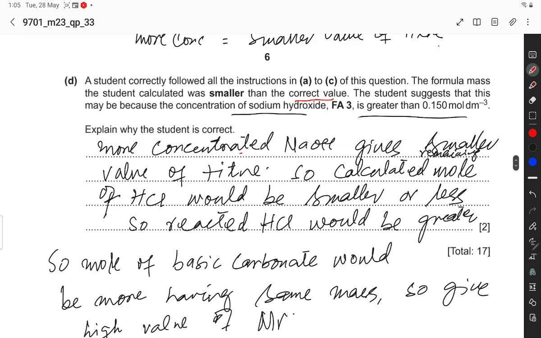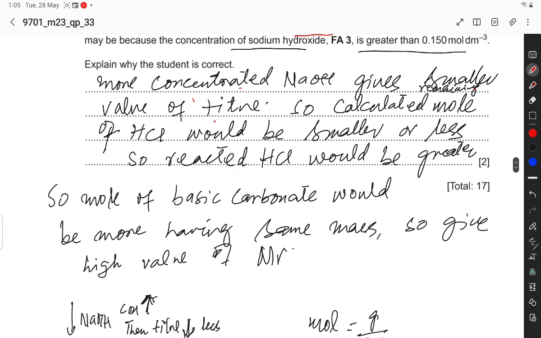Explain why the student is correct. Because more concentrated sodium hydroxide gives a smaller value of titer, the calculated remaining mole of HCl would be smaller or less. So the reacted HCl mole would be greater, and the moles of basic carbonate would be more for the same mass, so this gives a high value of Mr.